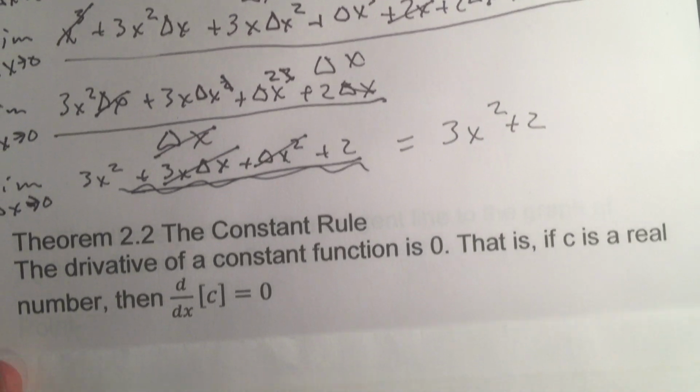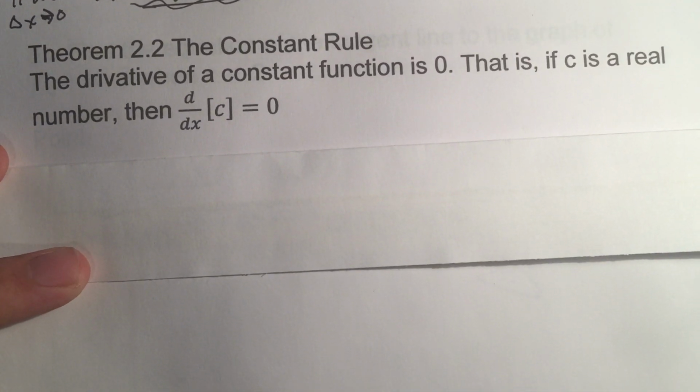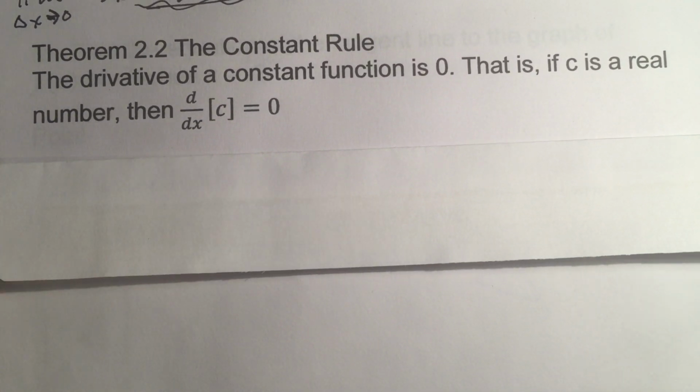So, theorem 2.2, the constant rule. The derivative of any constant is 0. So, any number that's a constant that doesn't have a variable with it, when you do the derivative, it's going to be 0. So if we did the derivative of, say, 4, the derivative is 0.